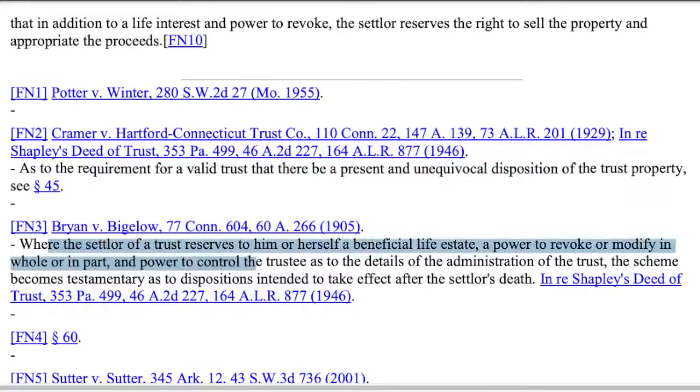Where the settlor of a trust reserves to him or herself a beneficial life estate, power to revoke or modify in whole or in part, and power to control the trustee as to the details of the administration of the trust, the scheme becomes testamentary as to the dispositions intended to take effect after the settlor's death. Beneficial life estate, power to revoke or modify in whole or in part, and power to control the trustee as to the details of the administration of the trust. The scheme becomes testamentary. Interesting stuff there.